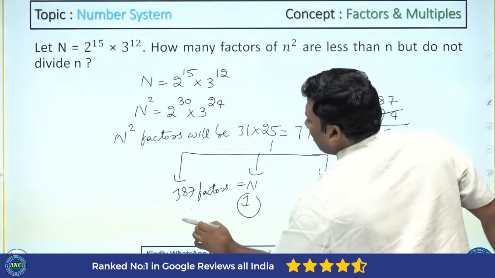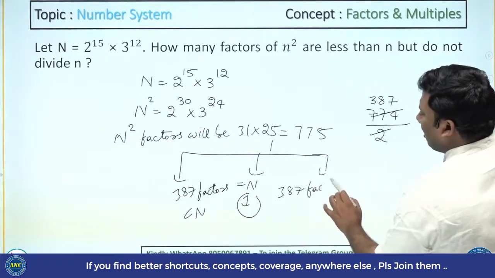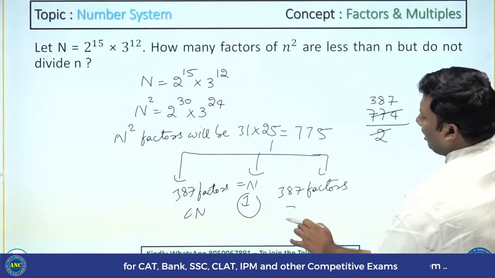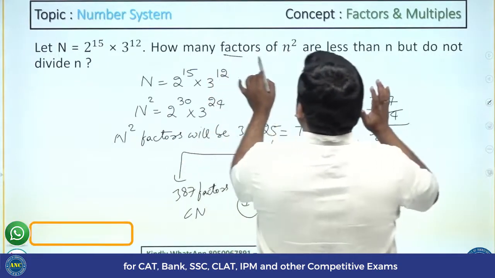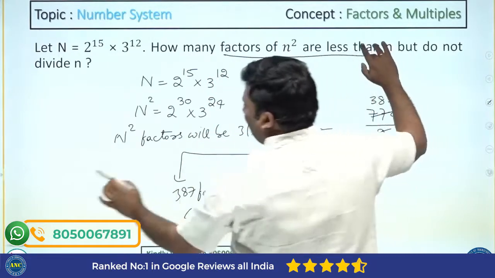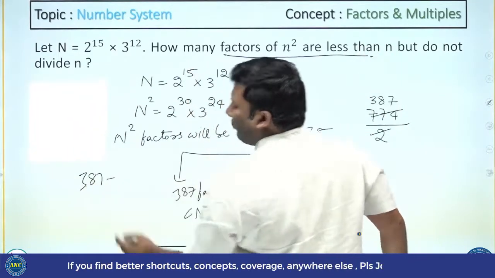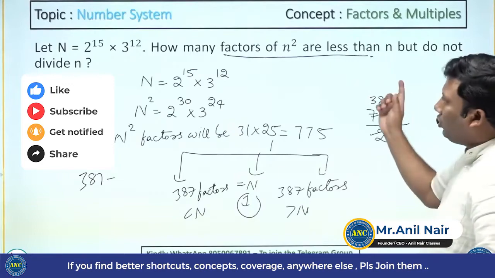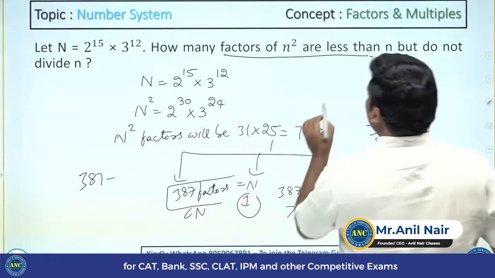Are you all with me? 387 factors are less than n, and 387 factors are greater than n. How many factors of n square are less than n? Total 387 factors are there, but do not divide n. In that, how many do not divide n?